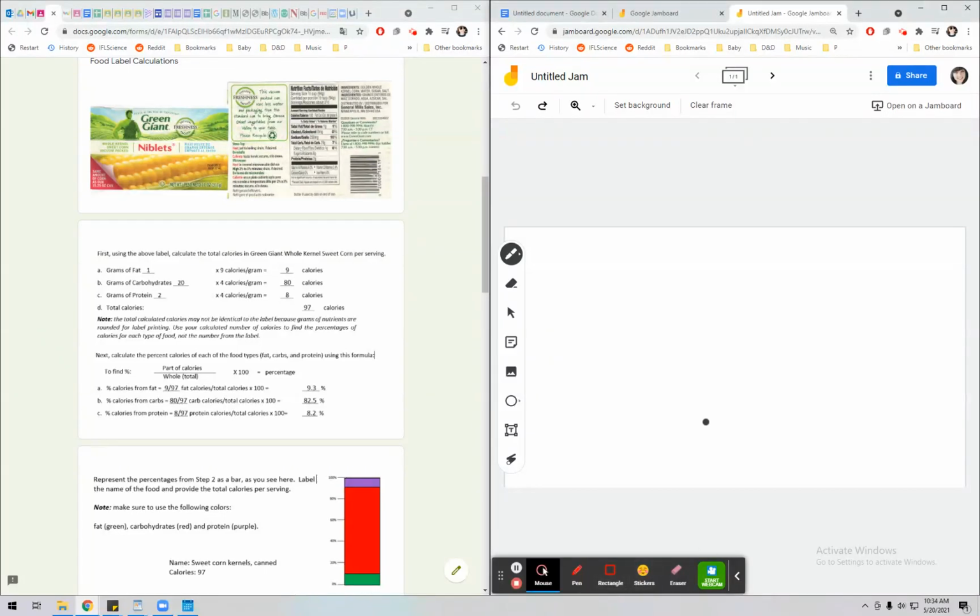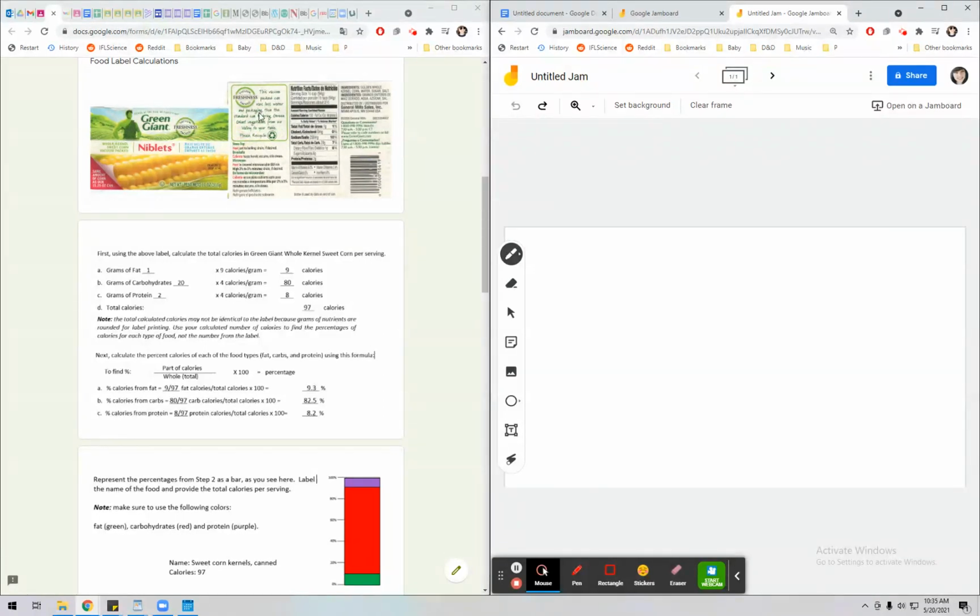All right, guys, today I'm going to show you how to use student sheet 4. And just remember that every gram of fat has 9 calories, every gram of carbohydrate has 4 calories, and every gram of protein also has 4 calories. So I'm going to try to use the pen in Jamboard to show you this. So please don't make fun of my beautiful mouse handwriting.